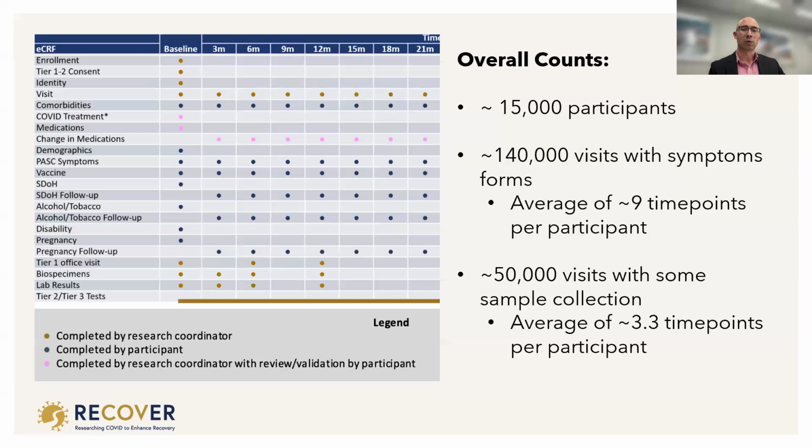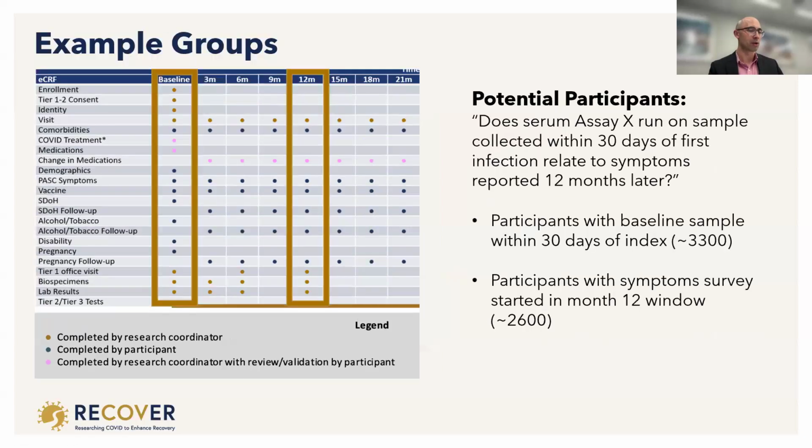So very high level here, we have about 15,000 participants. They've contributed about 140,000 symptoms forms. That's about 9 per person. Some will have more, some will have less, of course. And about 50,000 visits with a sample collection. Now, there are many different types of samples. So 50,000 visits may have had a sample collection, but exactly what was collected at a given visit varies. So we can go on to the next slide for an example.